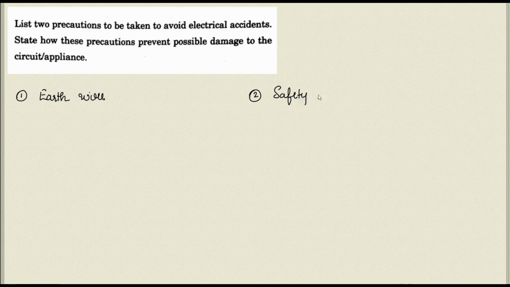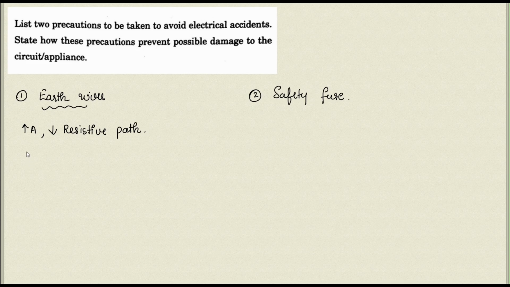Now, how does it work? So, earth wire we have already learned. How does earth wire work? It is basically a thick wire when compared to live wire and neutral wire. That means its area of cross section is much bigger than that of live wire and neutral wire. Therefore, it provides a low resistive path to the electric charges.